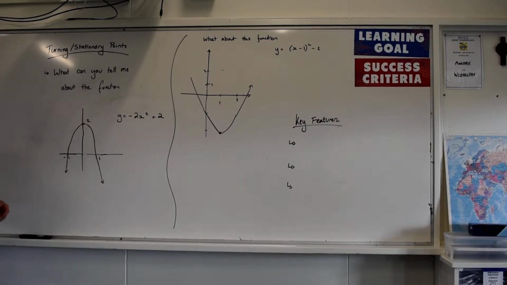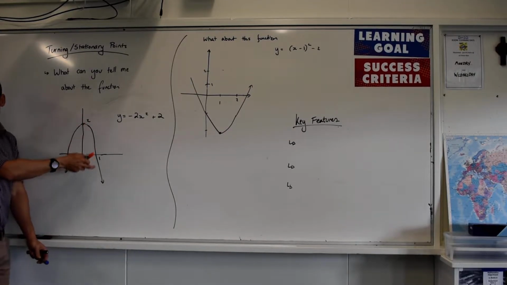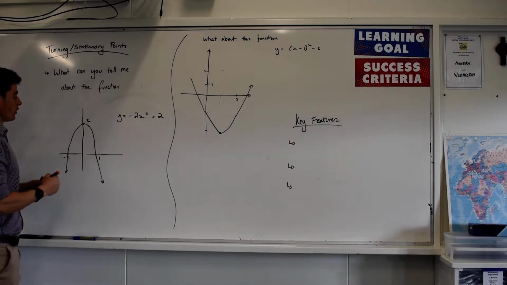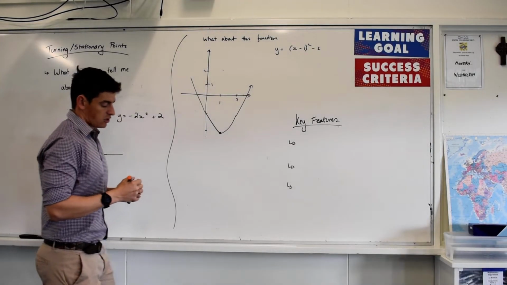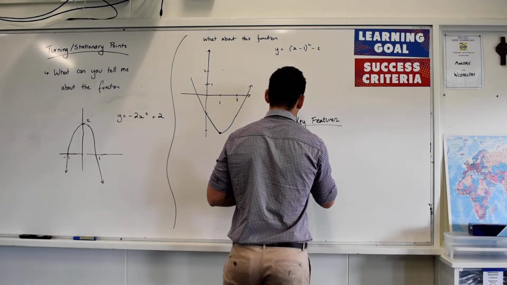So I've got a turning point here. What we're looking for is key features, things that might be more important than the average bit of information. I don't need to know where every point on this graph is, but it's probably important that I know where my turning point is. So key features include my turning point. Where does my turning point occur?